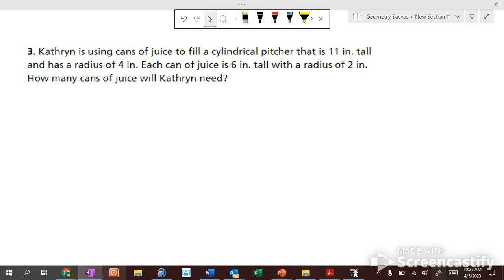All right. Catherine is using cans of juice to fill a cylindrical pitcher that's 11 inches tall and has a radius of 4 inches. Each can of juice is 6 inches tall with a radius of 2 inches. How many cans will Catherine need? Some of you would just guess. The rest of us are going to figure out what she needs.